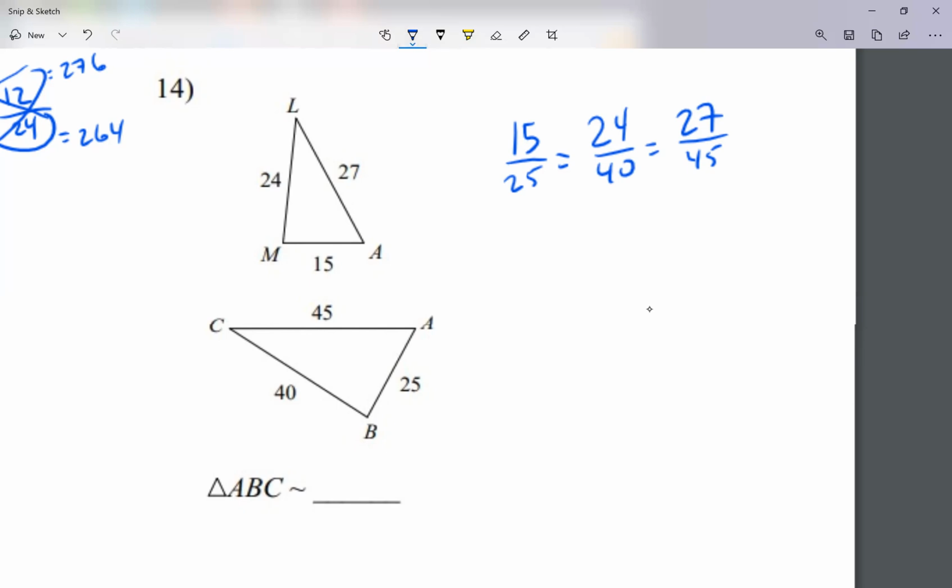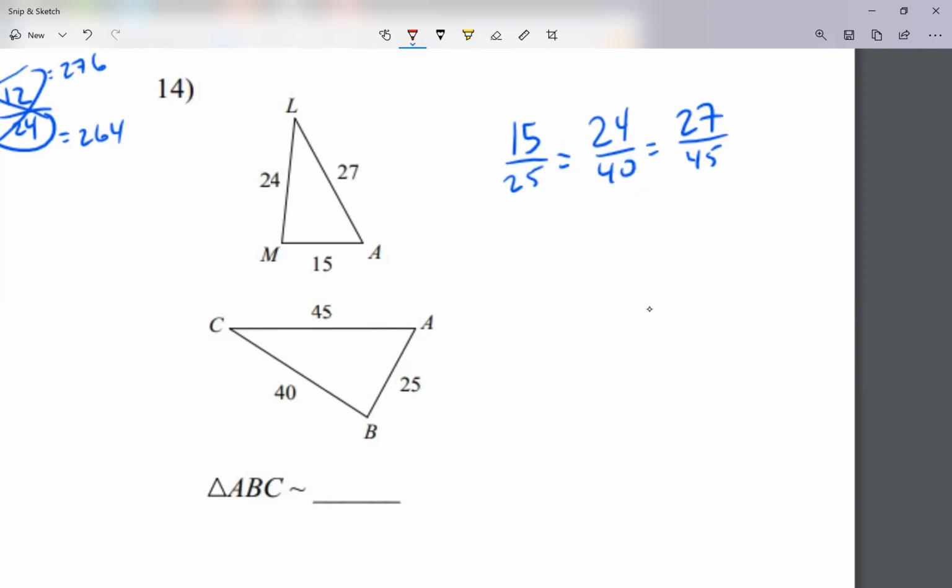Now, let me see if these sides are proportional. I can simplify my fractions. That way I check them all at once. But if I use cross multiply, I can only check two fractions at a time. Let me check here. 15 times 40 is 600. 24 times 25, that is 600. Okay, so the first two fractions are similar. I gotta check if the third one is proportional as well.